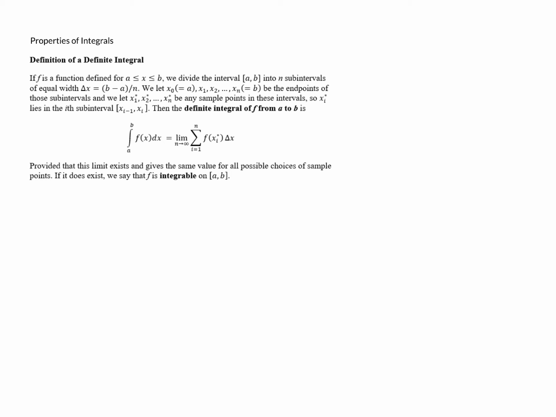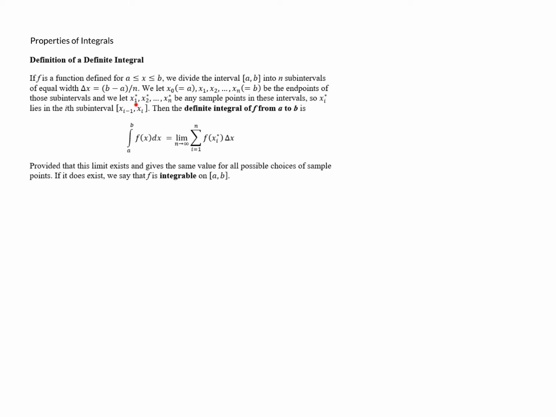So, if f is a function defined for x between a and b, we divide the interval from a to b into n subintervals of equal width, and that width is given by delta x equals (b minus a) over n. And the reason it's that is because b minus a is the width of the whole interval, and we're dividing it into n subintervals. We then let x sub 0, which is equal to a, and then x sub 1, x sub 2, all the way up to x sub n, which is equal to b, be the endpoints of those subintervals.